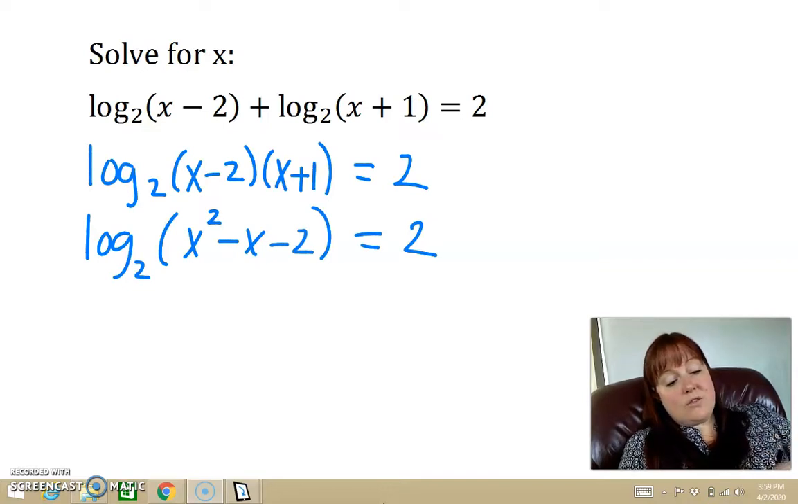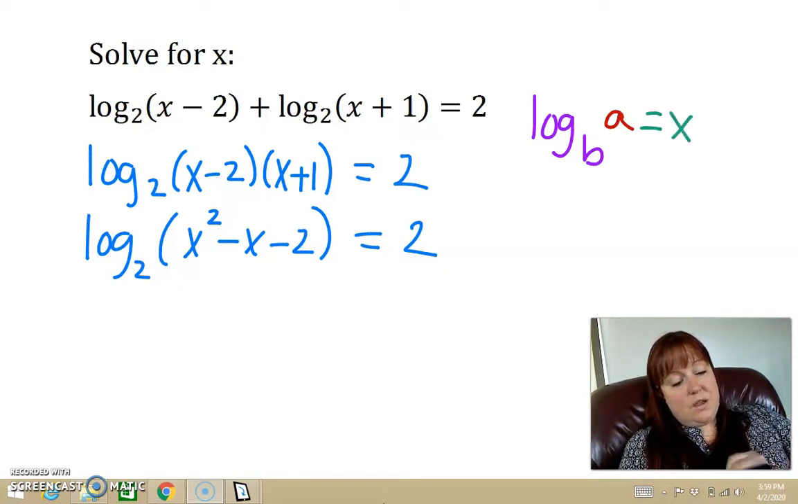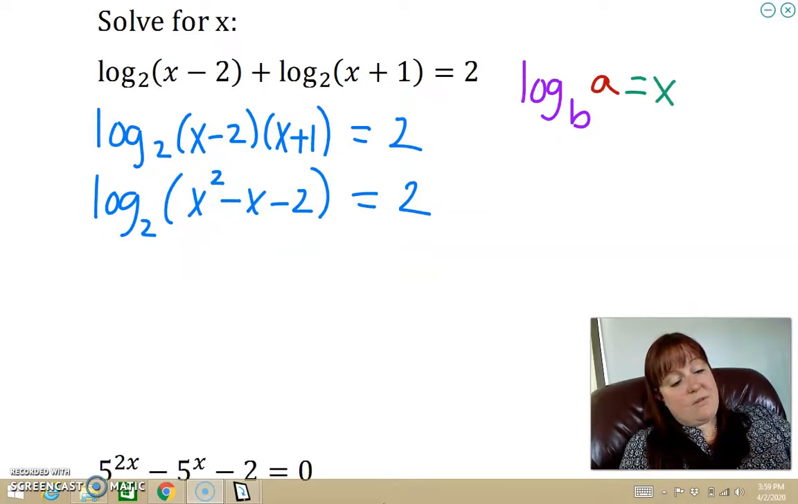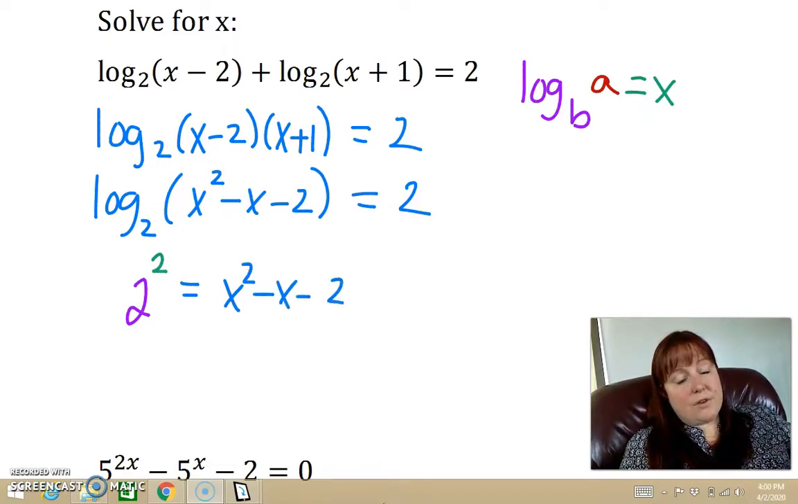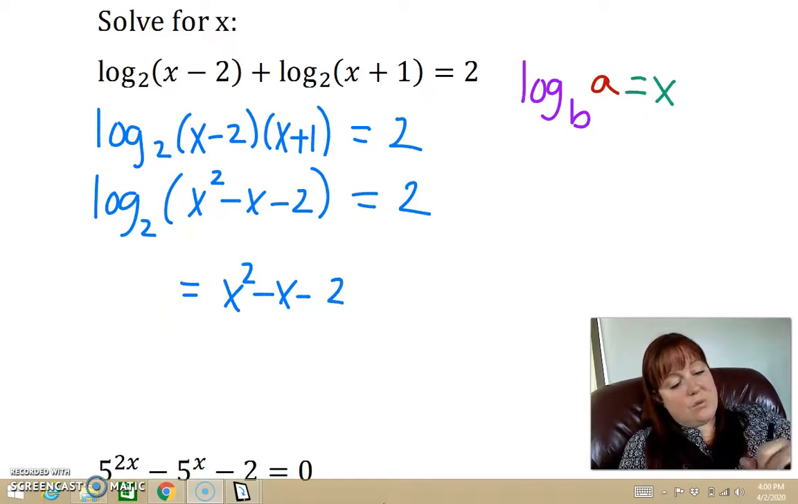And now I have it in the form log of a base b of an argument equals my exponent, so I can rearrange this, right? I have a base of 2, I have an exponent of 2, and I have an argument of x squared minus x minus 2. Now this is something we've been solving for like years, right? This is really 2 squared is 4. So really this is x squared minus x minus 2 equals 4, and it's a quadratic.